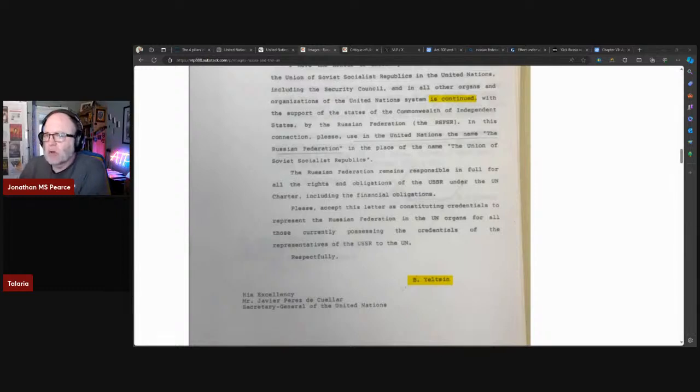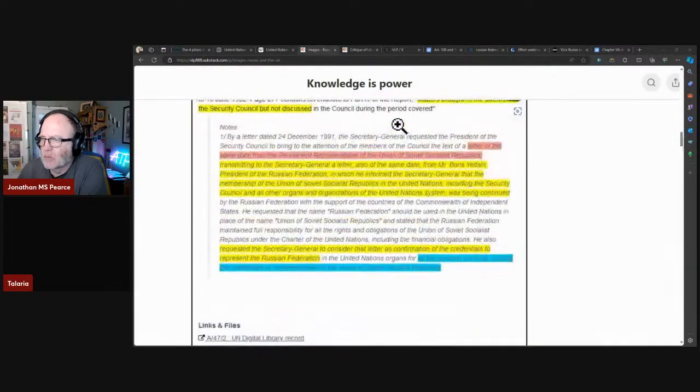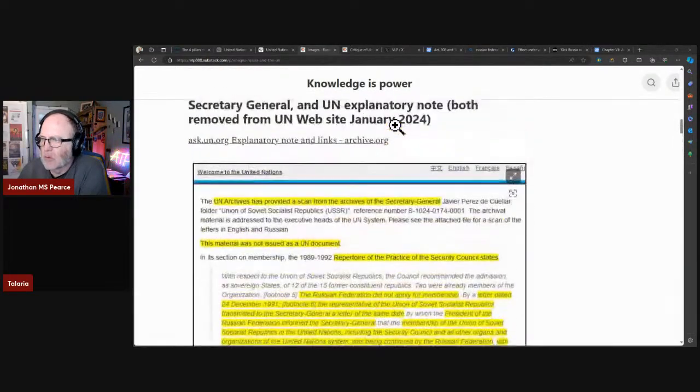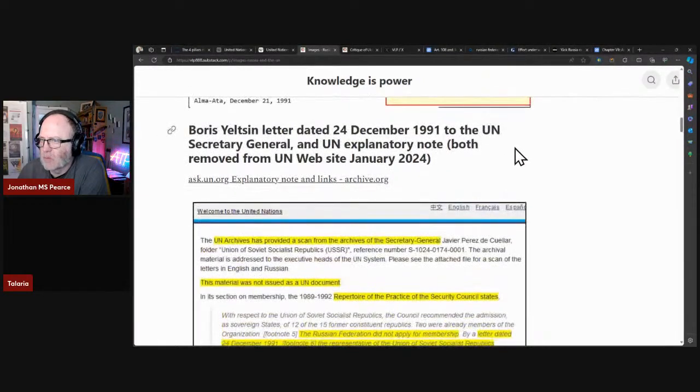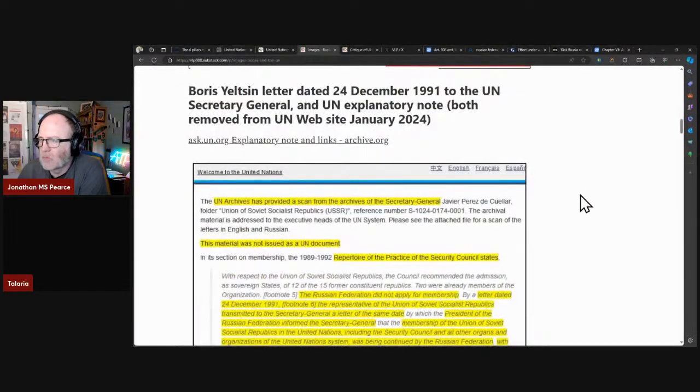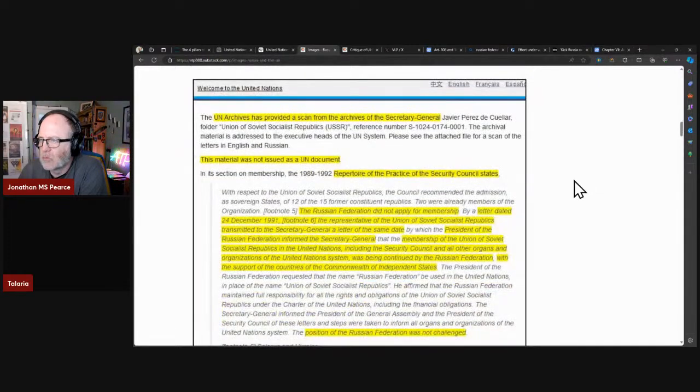Yeah, but now there's one more thing to look at, and I think it's above there. This is the explanatory note on the UN website. Okay, now this explanatory note and the letter were deleted from the United Nations website somewhere at the end of January or the very beginning of February this year.